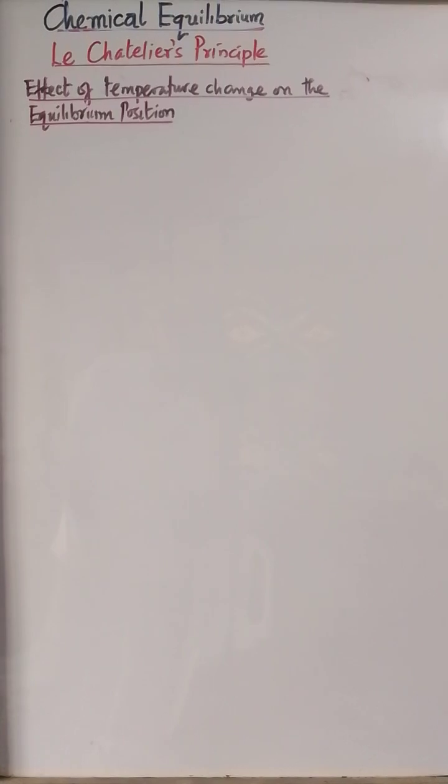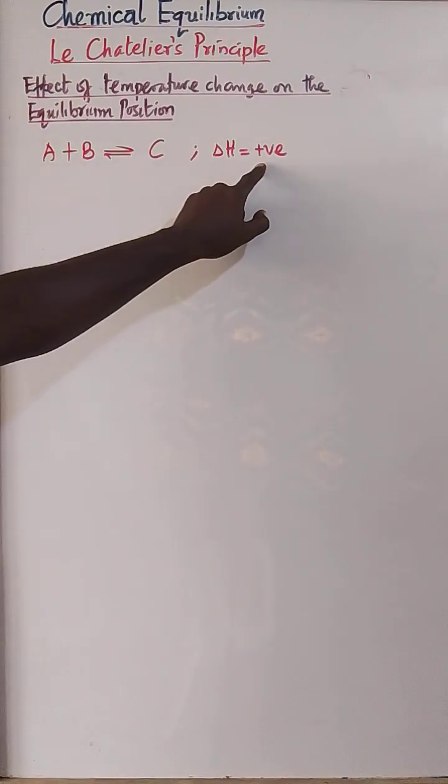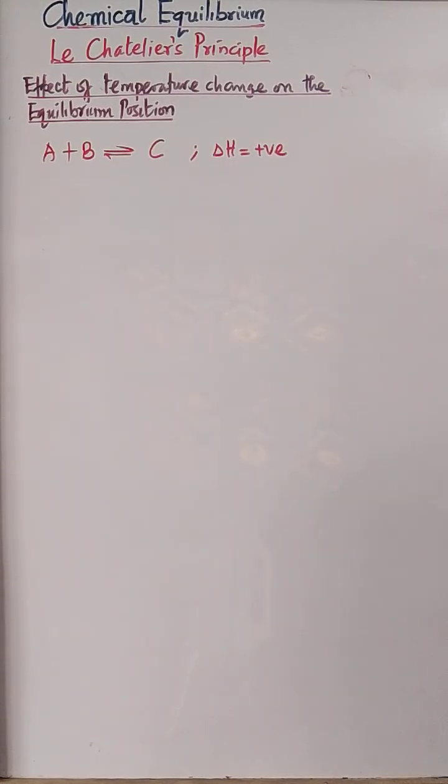Now the first one, what's the effect of temperature change on the equilibrium position? So anytime we want to talk about temperature, we have to first know how the change in temperature favors the reaction. So in this case, we have to talk about exothermic and endothermic reactions. Positive enthalpy change indicates that this is an endothermic reaction. And we know for an endothermic reaction to take place, it must absorb heat from the surroundings. So it needs heat.